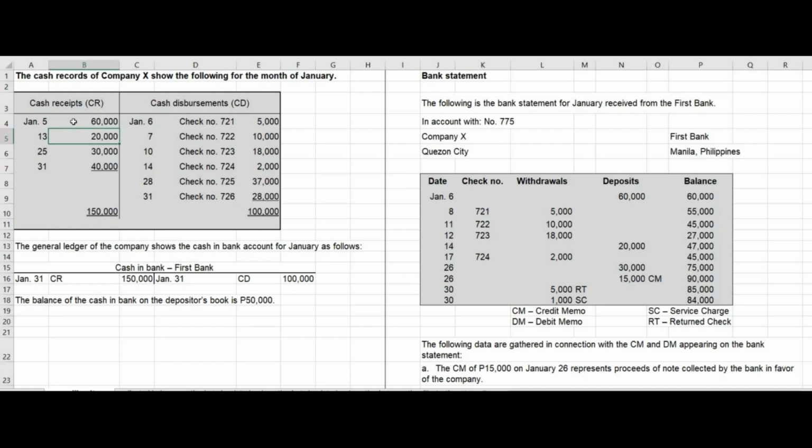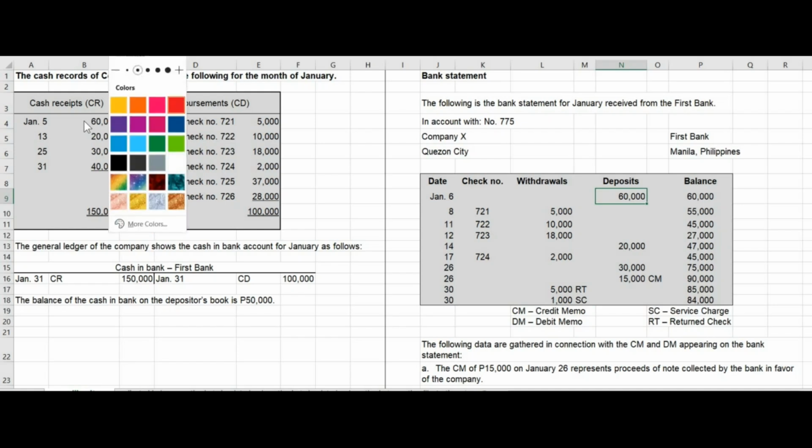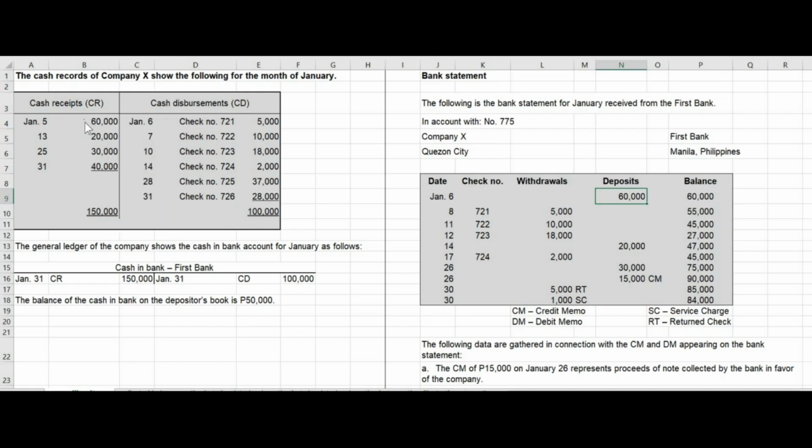So, let's start with the cash receipts. For example, ito, January 5. I-trace natin ito kasi this is cash receipt. So, most probably, you have to find that in the credit side sa records ng bangko, doon sa deposits. So, yung January 5 na-reflect as cash receipts sa records ng company, dito sa bangko, na-reflect siya noong January 6. Okay, so meaning, reconciled na yan sila. So, let us just have a tick mark. So, cross out na natin yan.